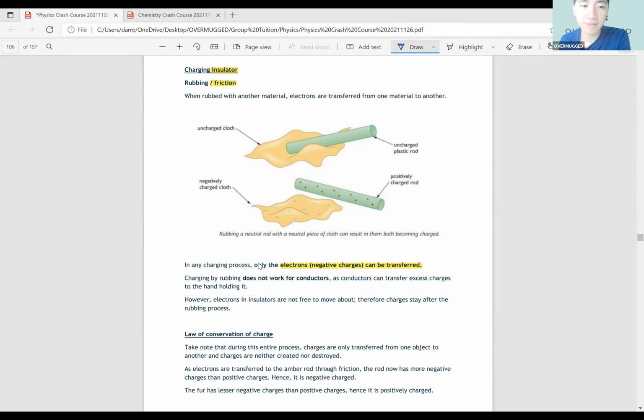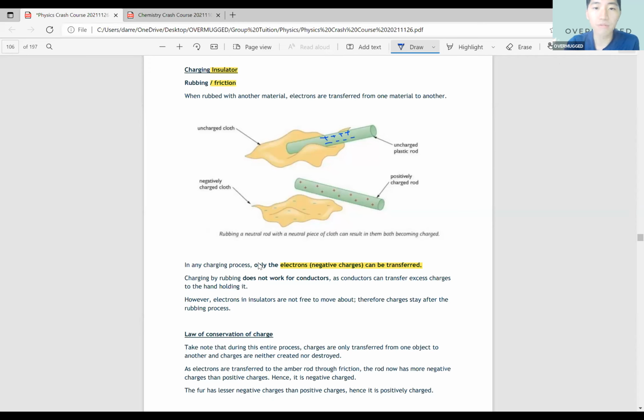It moved out. Wow, I see many answers. I'm scared already. Guys, what? Out. Okay, let me tell you why. The uncharged plastic rod was neutral. The uncharged cloth is neutral as well. Neutral means I have an equal amount of plus and minus.